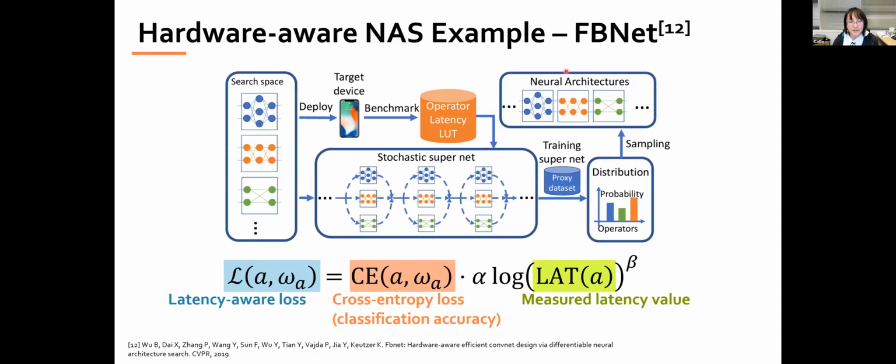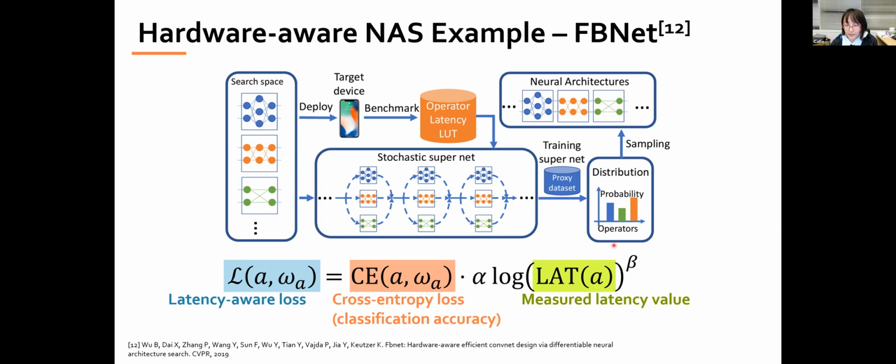Here is an example of a pioneer work for hardware awareness. If we look at this figure, it may not be that easy to understand, but let's look at this equation. This is very straightforward and easy to understand. On the left side, this is the optimization objective function. We call that latency aware loss. This is something we want to minimize. And on the right side, what do we have? The first term is cross entropy loss. This is the traditional classification accuracy. This is the traditional NAS objective function.